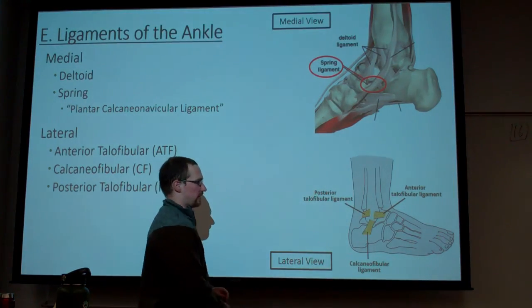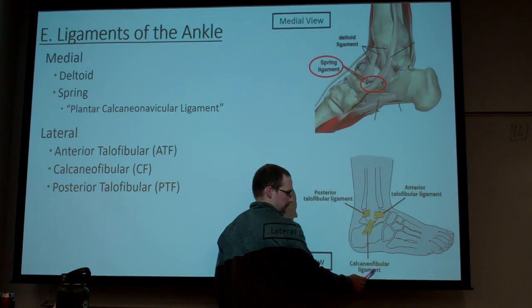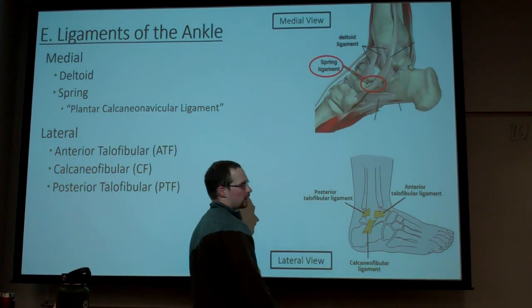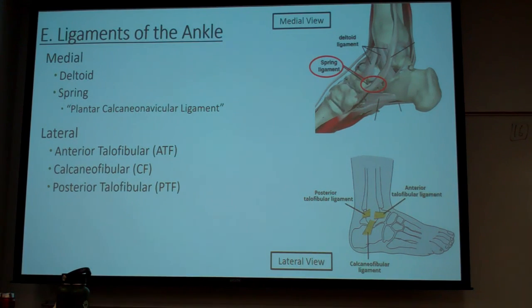And then lastly here, we've got the calcaneofibular ligament, between the calcaneus and the fibula. So those three ligaments make up the outside part of the ankle.